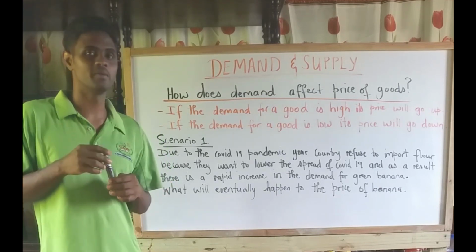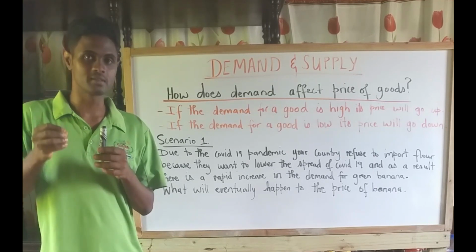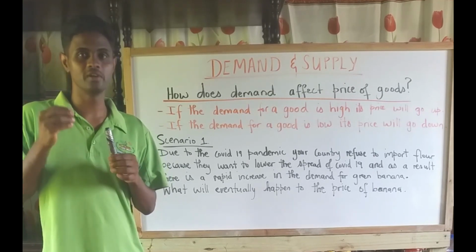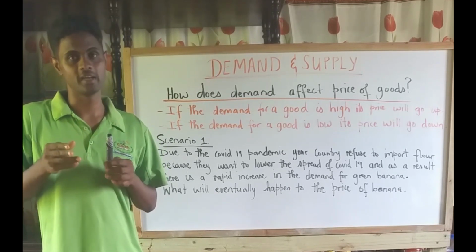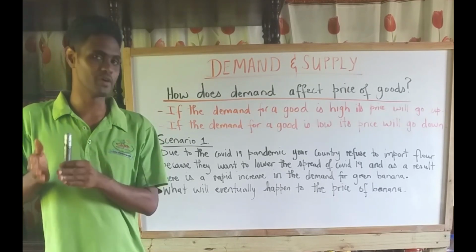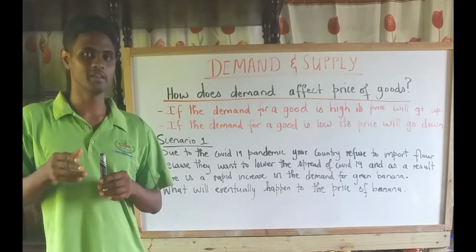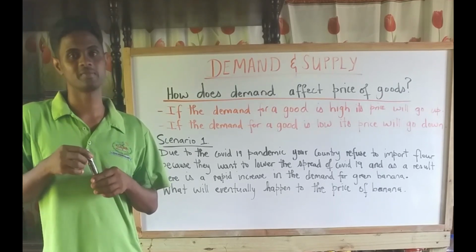So what will eventually happen is that the sellers or the producers will raise their selling price, because if they raise it, the buyers will still buy it because demand for it is very high. So in other words, you will have a shortage of the banana over a period of time, and because of that, the sellers will take advantage of the situation and raise the price.